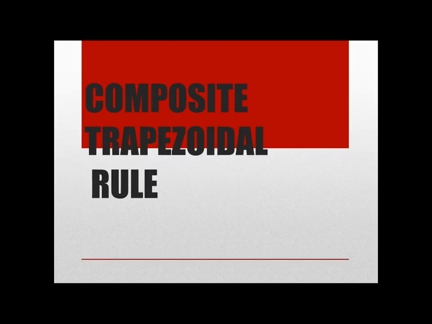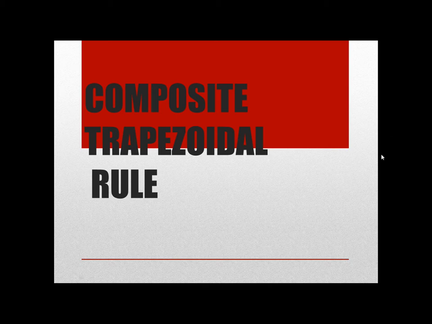Okay, so our topic is composite trapezoidal rule. This is an improved trapezoidal rule. The only difference here, class, is that the range, our range AB, is divided into a number of small intervals, unlike in the trapezoidal rule, where the formula is really based from the area of a trapezoid.